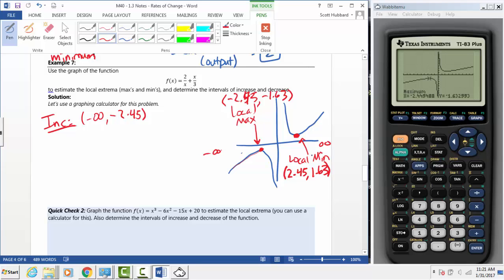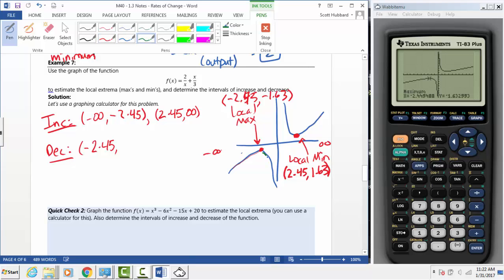Now it looks like the graph's increasing over here too on the right side, because it goes down, down, down, and then it has this low spot. From the minimum, it looks like it goes back up again. It increases. And so I'm going to have another interval, and that's going to be from the minimum, 2.45. Remember, it's the x values here. And then it goes to the right forever, so we just call that infinity.